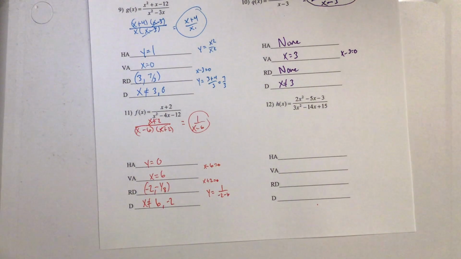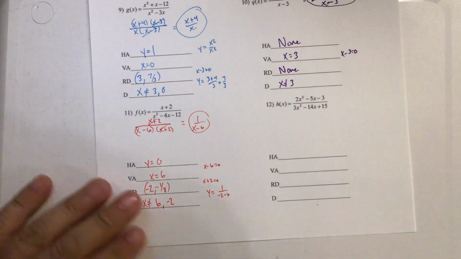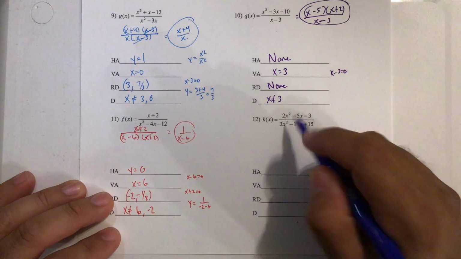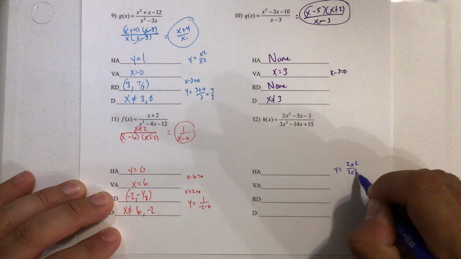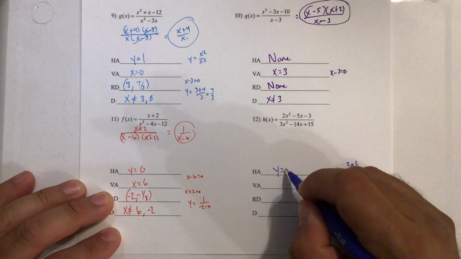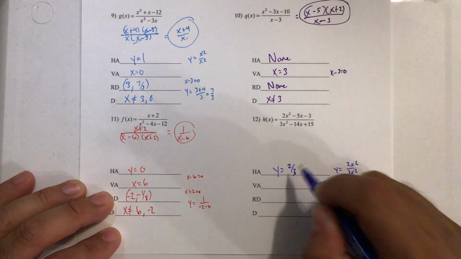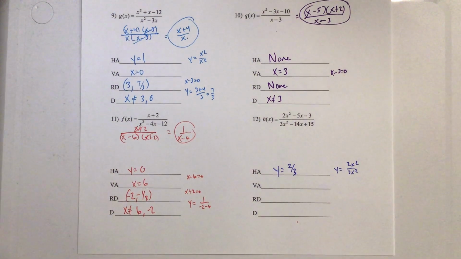All right, now for this last one here, let's go and see what happens. I will have to factor these. Well, the first thing we can do is, if we look at this, we see that the powers for the horizontal asymptote are the same, x squared, x squared. So we do y equals 2x squared over 3x squared. The x squareds cancel out. So y equals 2/3. That is our horizontal asymptote.